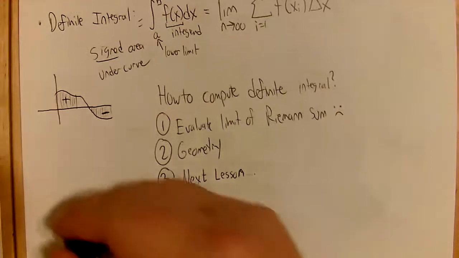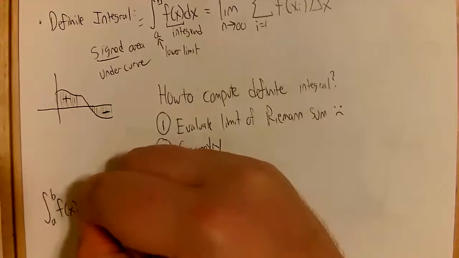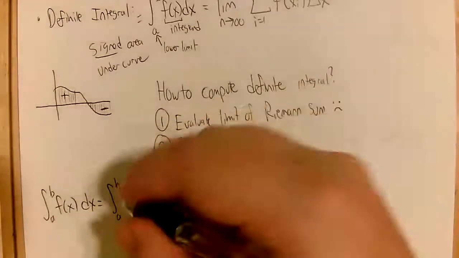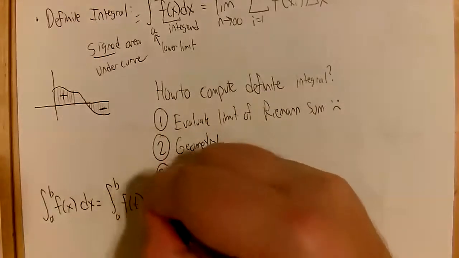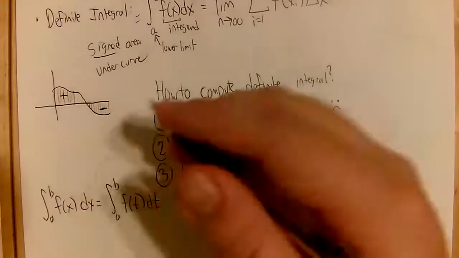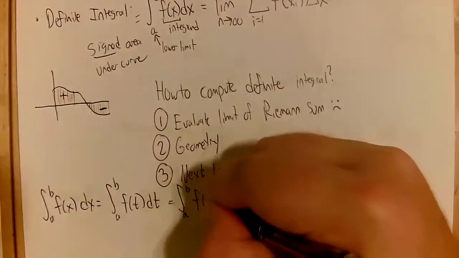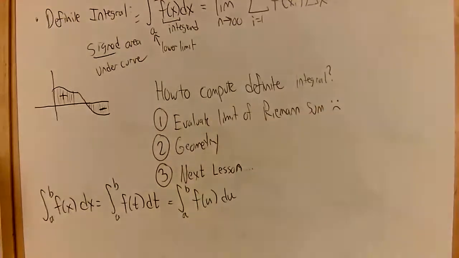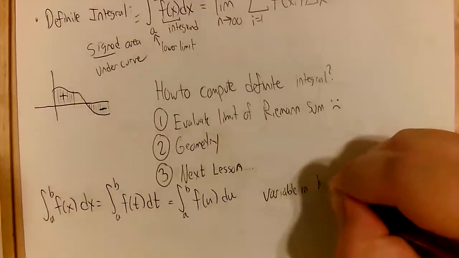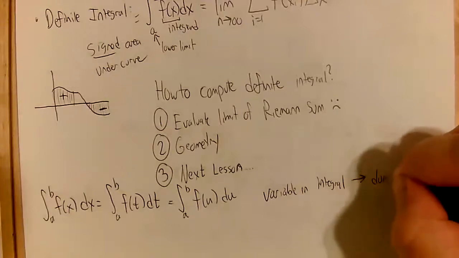All right, so first of all, the variable that you use for your integral doesn't particularly matter. All of these are exactly the same. The integral from a to b of f of x dx is the same as the integral from a to b of f of t dt. Another common variable that's used is u. The variable in the integral is often referred to as a dummy variable.